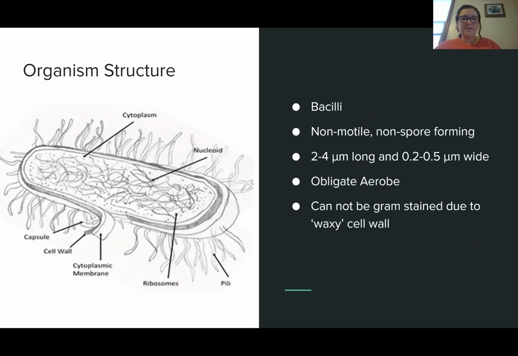So Mycobacterium tuberculosis exists as bacilli morphology, and arrangement, although they have also been found in the arrangements of diplobacilli, which are two bacilli next to each other in a line, or palisades, which are several bacilli in a clump or cluster. Mycobacterium tuberculosis cells tend to be about 2 to 4 micrometers long and 0.2 to 0.5 micrometers wide. These organisms are non-motile and non-spore forming.